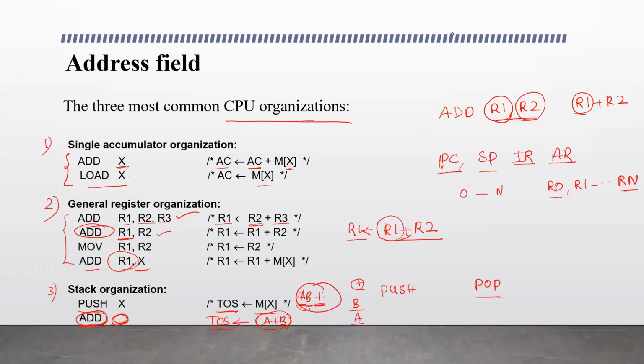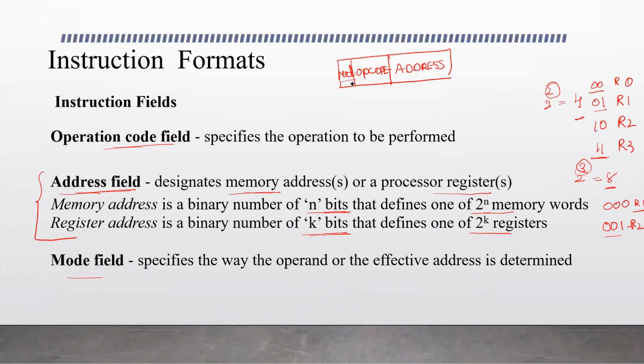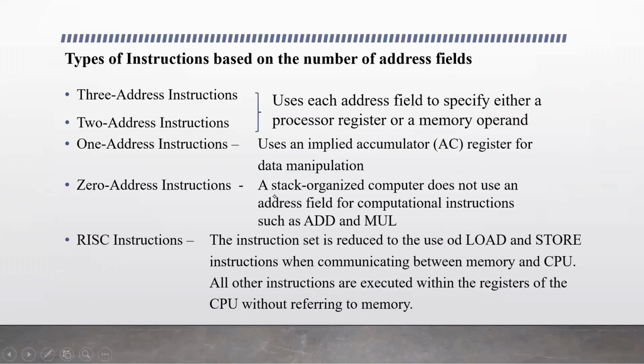Clear, okay. We can classify the types of instructions based on the number of address fields. Based on the number of address fields, the instructions can be classified as 3 address instructions, 2 address instructions, 1 address instruction, and 0 address instructions. We'll learn about this later, RISC.